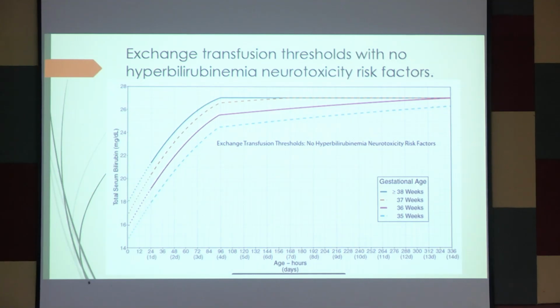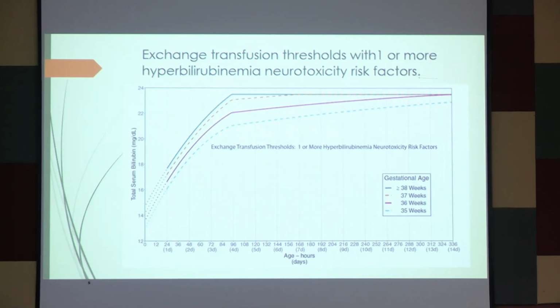So, this is the graph for exchange transfusion when no neurotoxic risk factor is present. This is one graph and this is another graph for exchange transfusion when one or more hyperbilirubinemia neurotoxicity risk factors are present. So, 2 graphs for phototherapy and 2 graphs for exchange transfusion.